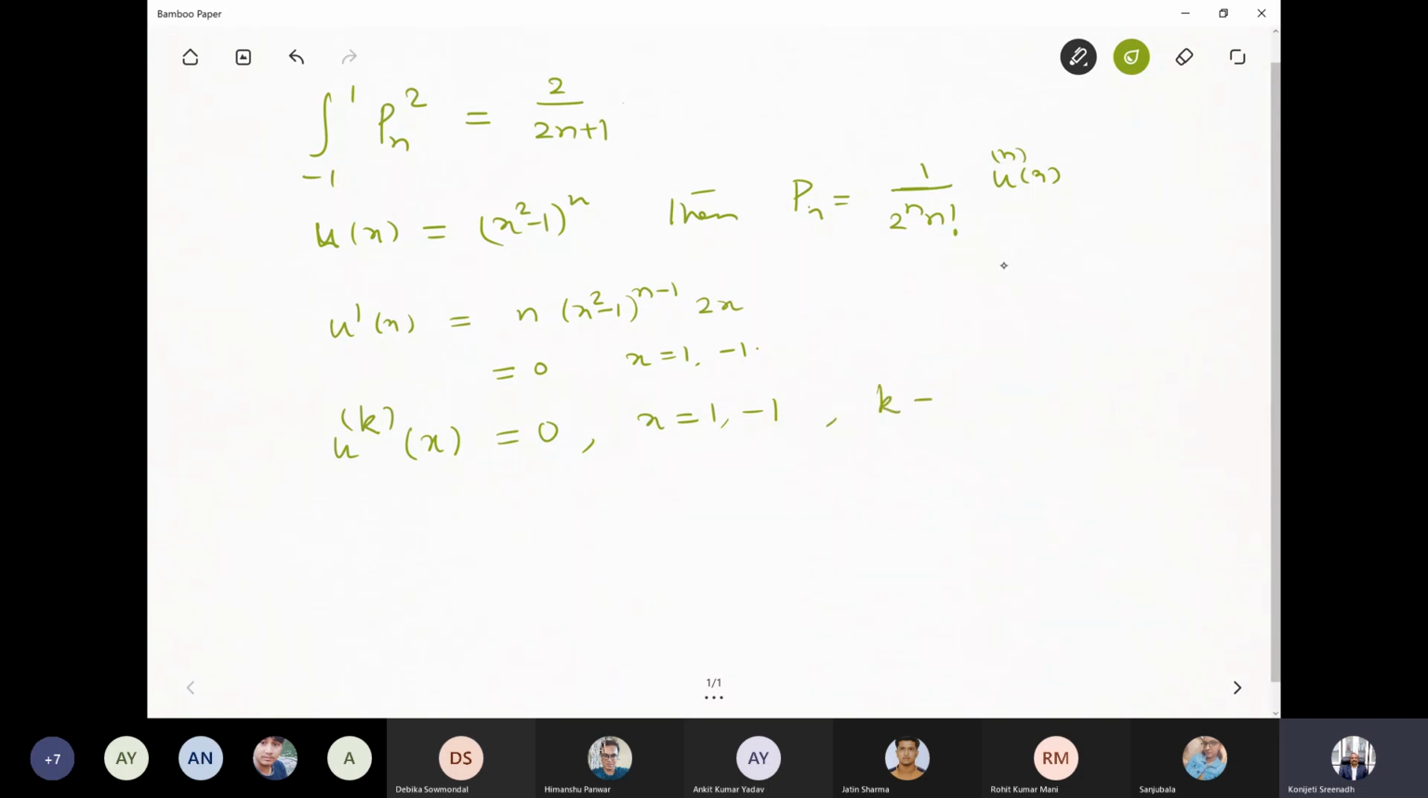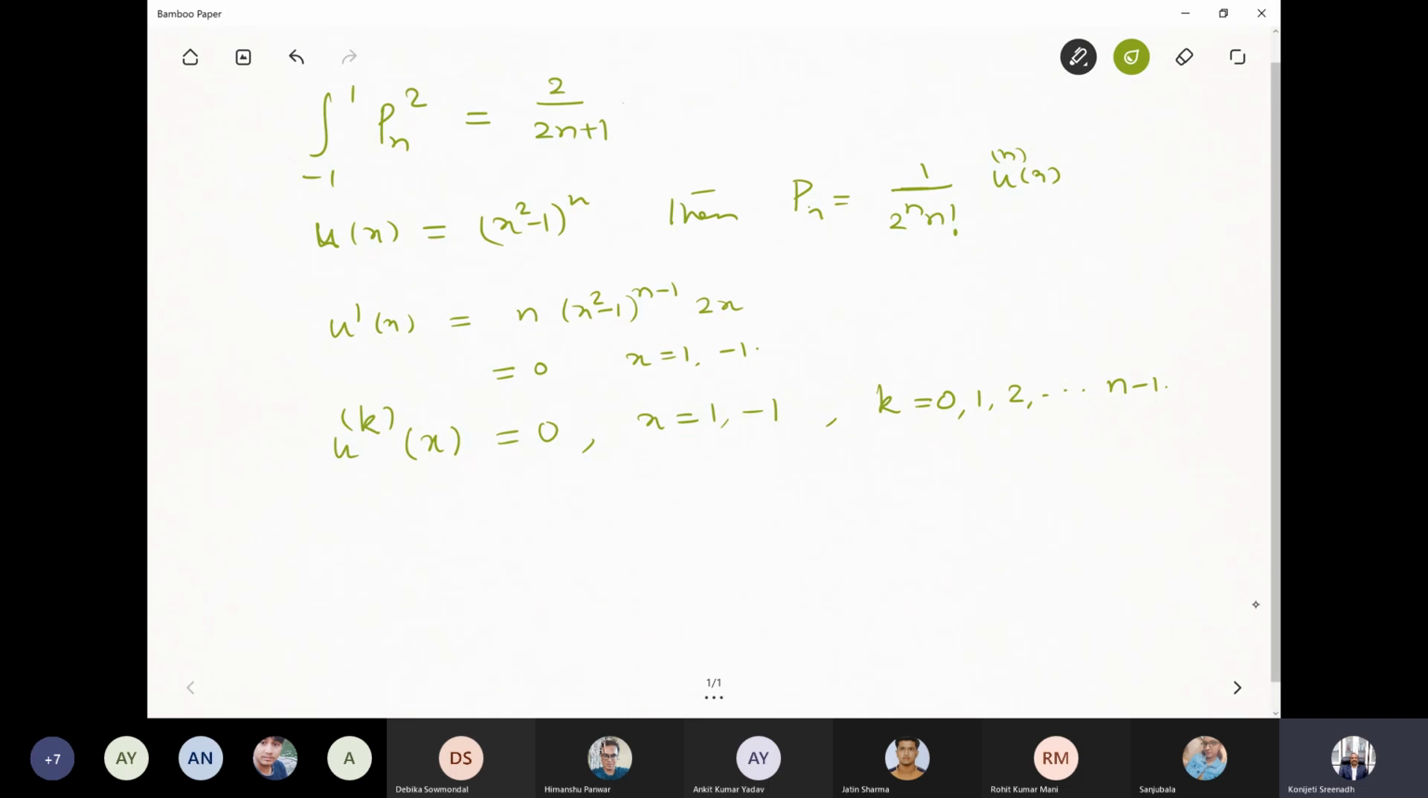Okay, so this is true up to what case? This is true for k equals 0. It is true. That is u(x) itself, right? k equals 1 also it is true. And up to what case is it true? Up to n minus 1, right? So there is a power n. So if I differentiate n times, up to n minus 1, this is going to be 0, because all of them are going to have x square minus 1 as a factor. Whenever you have x square minus 1 as a factor, then you are going to have this.